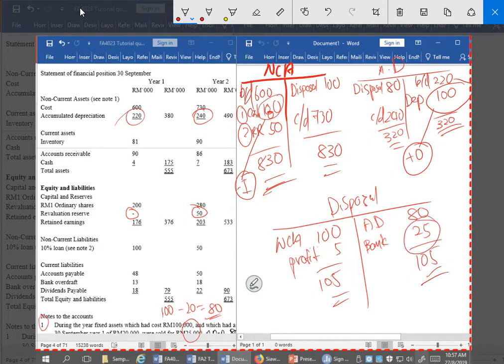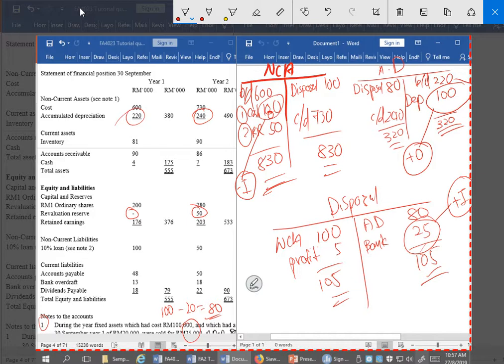Now you have two related figures that you need to use. The first one, 25. Where are you going to use this figure? Operating, investing, financing. This is the money you get from disposal, right? Your answer is investing. Plus or minus investing? Plus investing because of cash inflow. You receive money. So plus investing 25k.